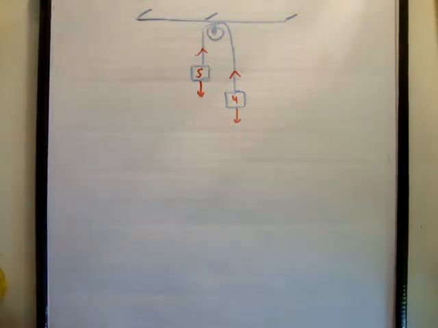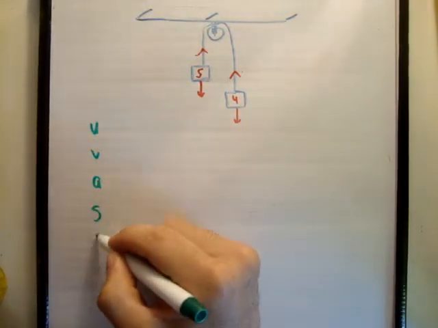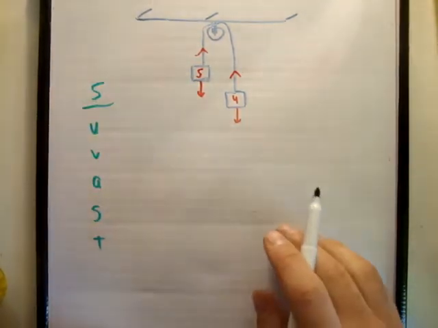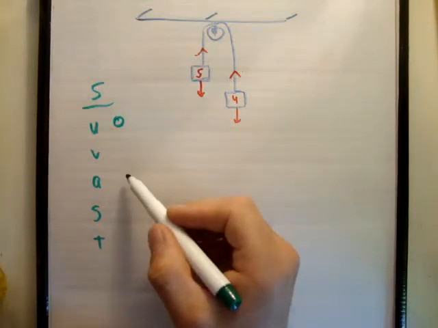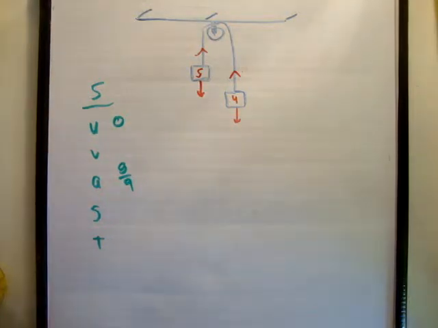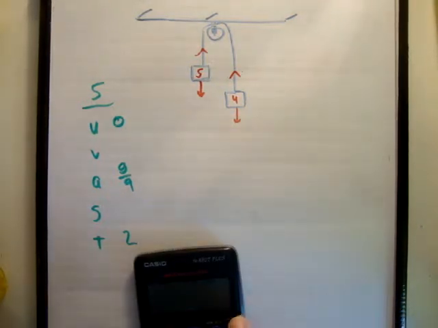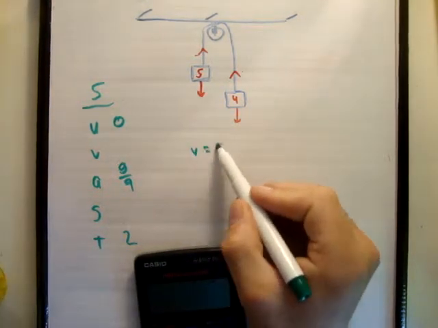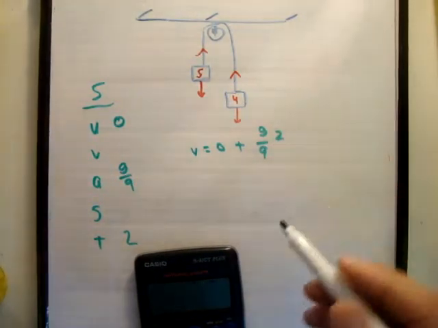We go back to our chapter 2 where we had accelerated linear motion, and in that chapter we saw our UVAST equations. So I'm going to look at the 5 kilo mass first, and we know the initial velocity is 0, the final velocity is unknown, and the acceleration is g over 9. We're asked what happens after 2 seconds, so we need to find the velocity and the distance after 2 seconds. So v is equal to u plus at, so it's equal to 0 plus g over 9 times 2. So it's 2g over 9.